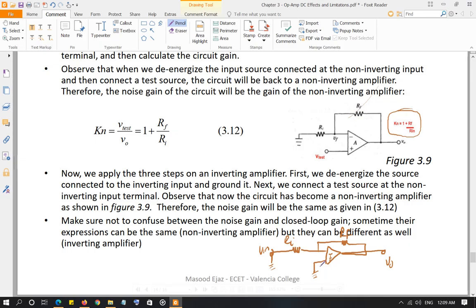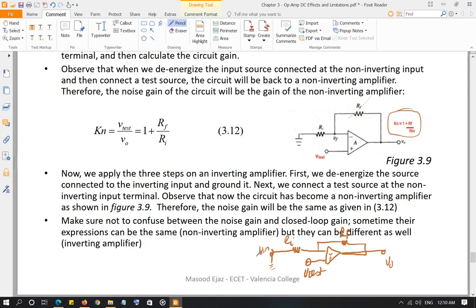And then you are going to apply a test source at the non-inverting input. So I'm going to erase this right here, and then apply a test voltage source over here, VTest. And then I'm going to calculate the gain, V out over VTest.